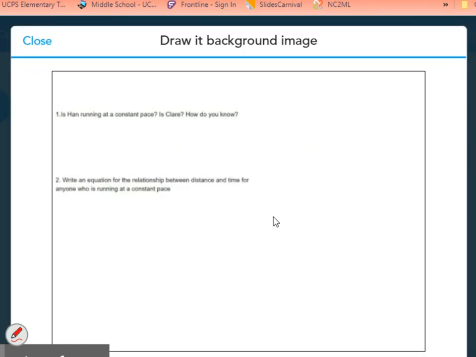So we talked about this a little bit, but I want you to think back and type in a quick answer for number 1. We'll talk about number 2 in a second. Number 1 asks, is Han running at a constant pace? Is Claire? How do you know? So those are 3 separate questions.